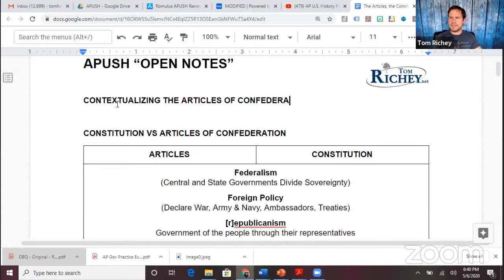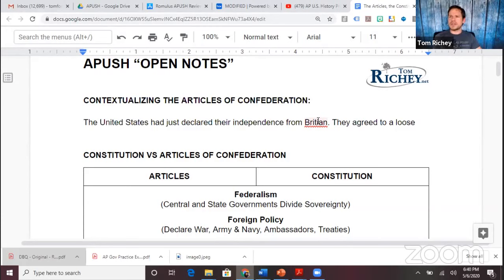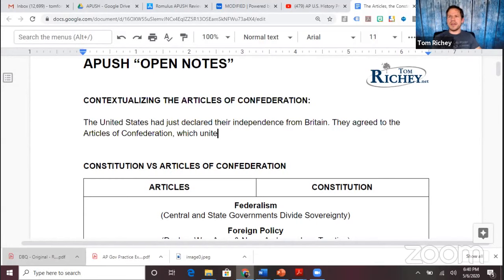When we're contextualizing the Articles of Confederation, we need to understand that the United States had just declared their independence from Britain. They agreed to a loose association of states, a loose confederation. So they agreed to the Articles of Confederation, which united them in matters relevant to the war, so to the Revolutionary War.